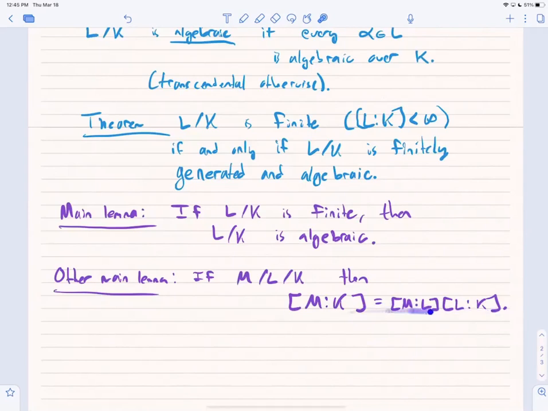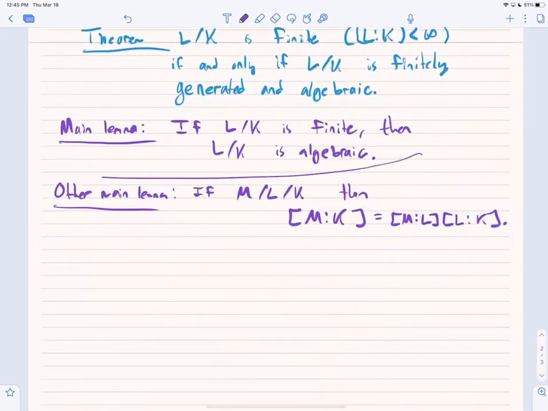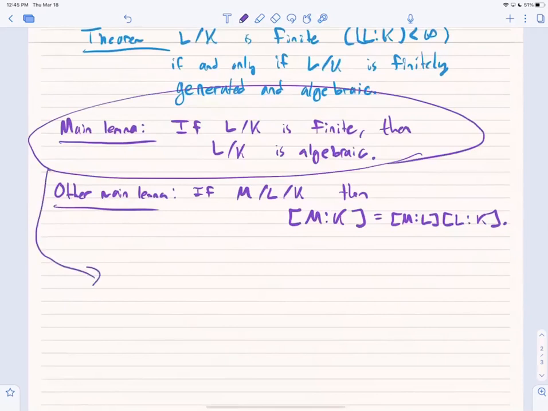But this identity will be useful. But anyway, this is just a linear algebra exercise. Okay, so the proof of this main lemma. Well, we're assuming L over K is finite.